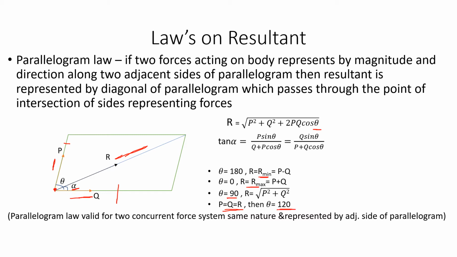Okay. So what is the limitation of that law? The parallelogram law is valid for a two concurrent force system having the same nature and represented by adjacent sides of a parallelogram. So first of all, the condition is that there will be two concurrent forces. Second, they have the same nature and must be represented by adjacent sides of a parallelogram. So that will be the limitation of that law. We are using that law thoroughly to make our calculation regarding resultant. So that's it for this law. What is next? Let's see.